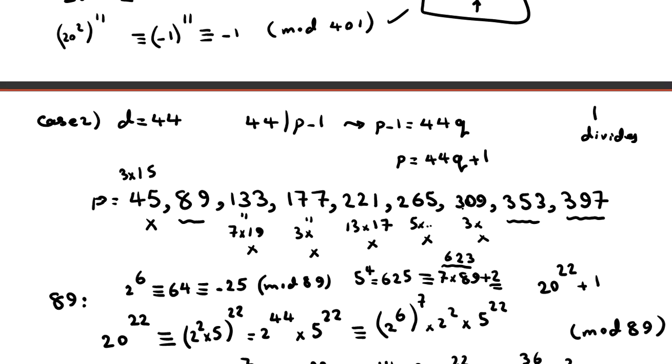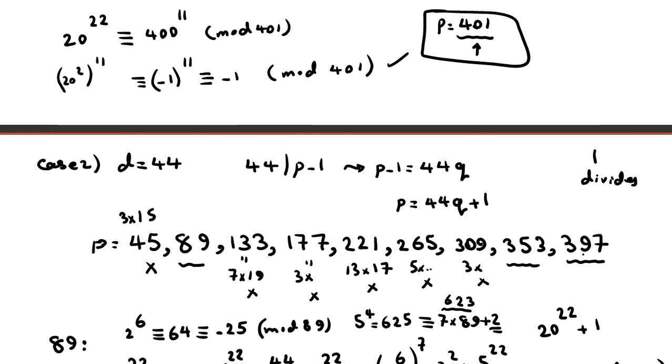Now we don't know. 353 is the answer, 397 or 401. If we want to prove these two numbers are not divisors, so we can say the next one is 401, and then the problem will be solved. So let me copy these two numbers.